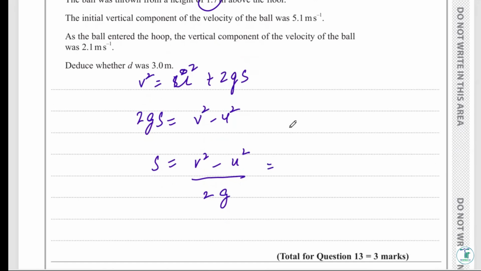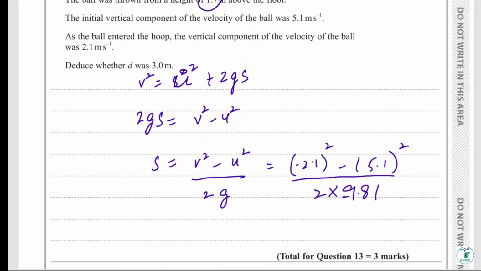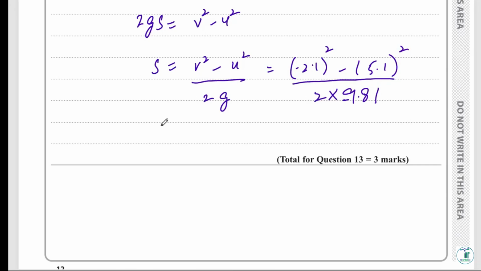And the final answer from here has to be something like minus 2.1 square minus 5.1 square divided by, since the ball is moving up, the gravitational acceleration has to be negative 9.81. When you simplify this down, the distance is going to be 1.1 meter. So the total height of the hoop above the floor has to be 1.7, which was the initial height, plus 1.1, which comes out to be 2.8.